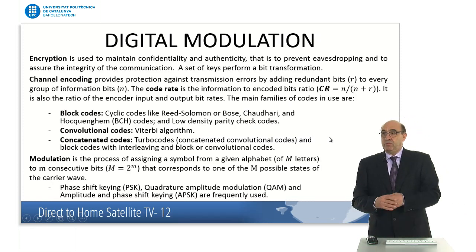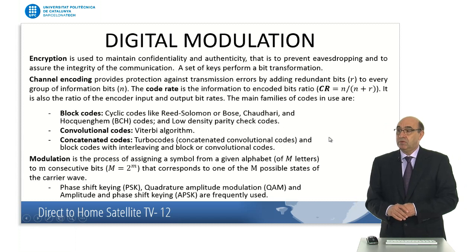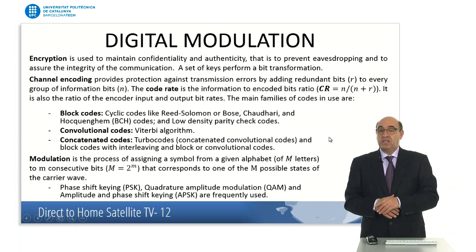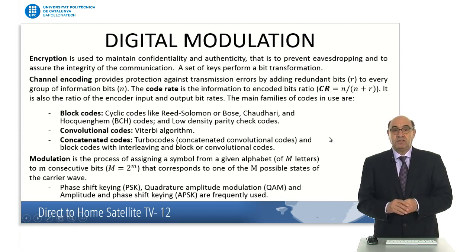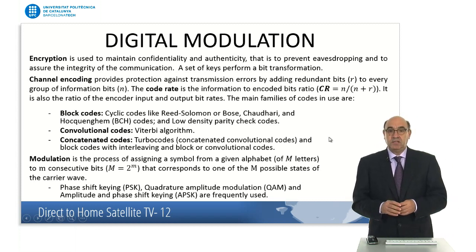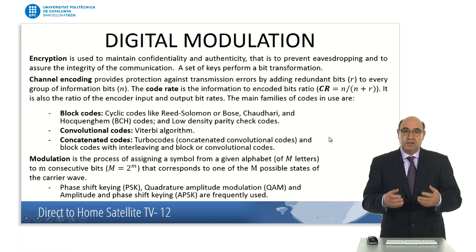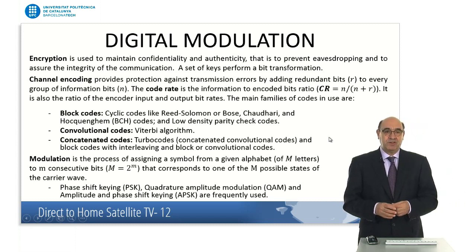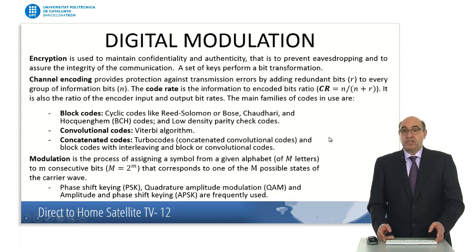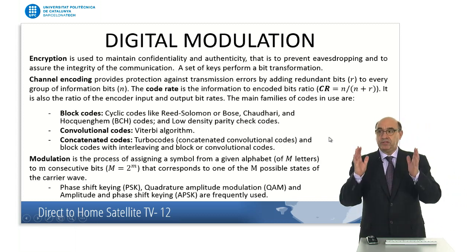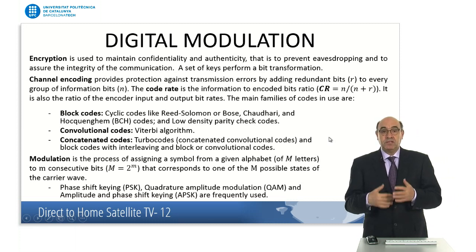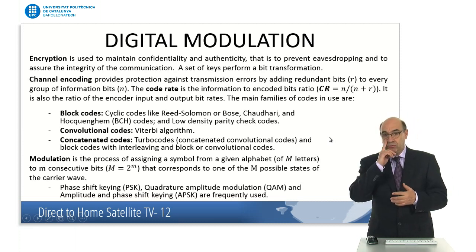This is just a short description of what I said before while commenting on the block diagram. Encryption is just the way to maintain confidentiality and authenticity of the information we are sending. And this is done by a set of keys that you know and hopefully nobody else knows. Channel encoding is just the process by which, for a certain block of codes, of words, we add check bits in such a way that we can then detect errors with that information.